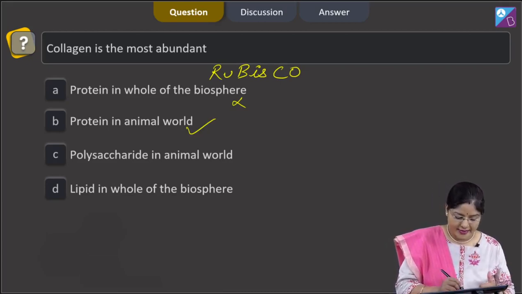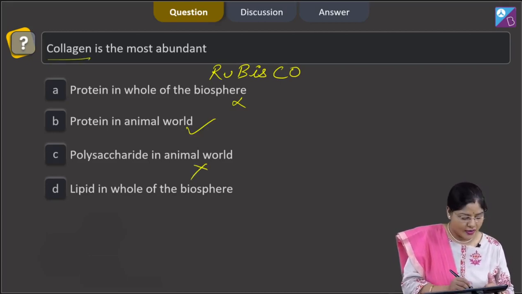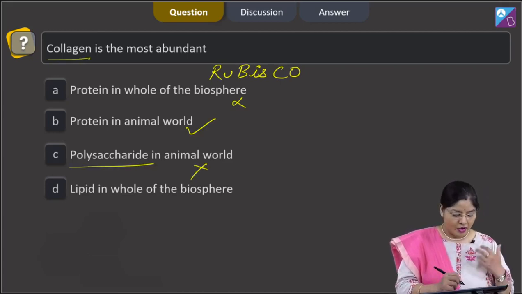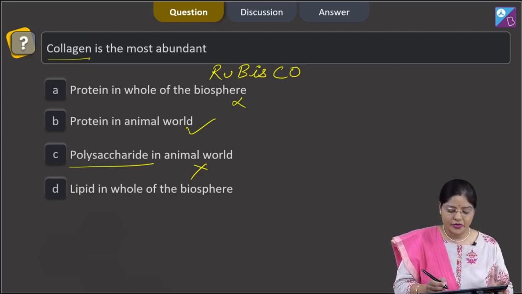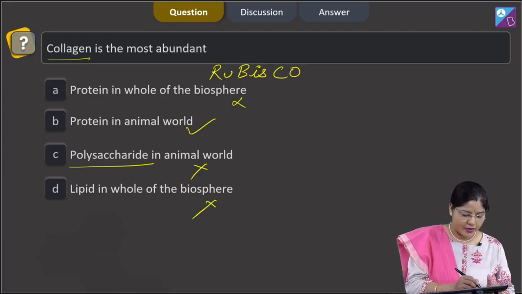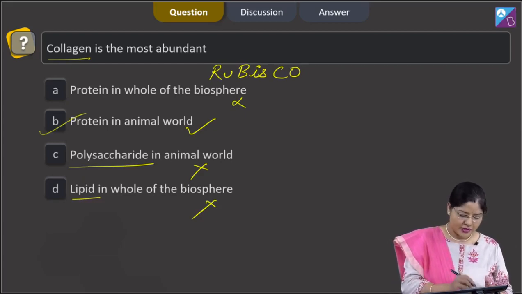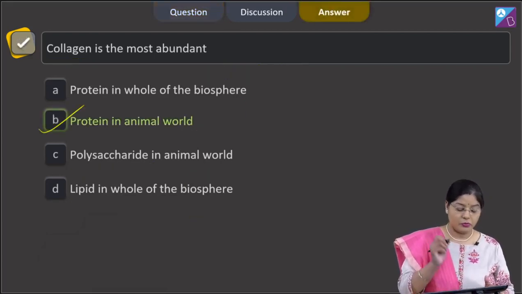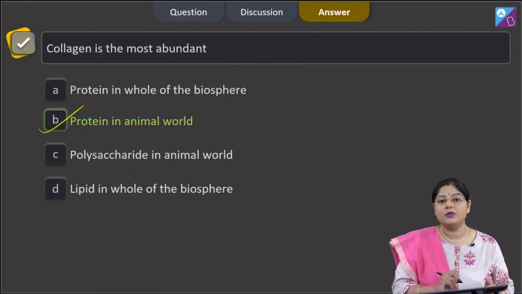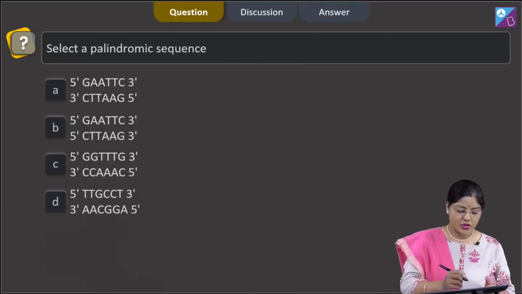Third option, polysaccharide in animal world. This is incorrect because collagen is a protein and not a polysaccharide. Fourth option, lipid in whole of the biosphere. Again, this is incorrect because collagen is a protein and not a lipid. So, the correct answer to this question is option number 2, that is B, protein in animal world. Moving to the next question.